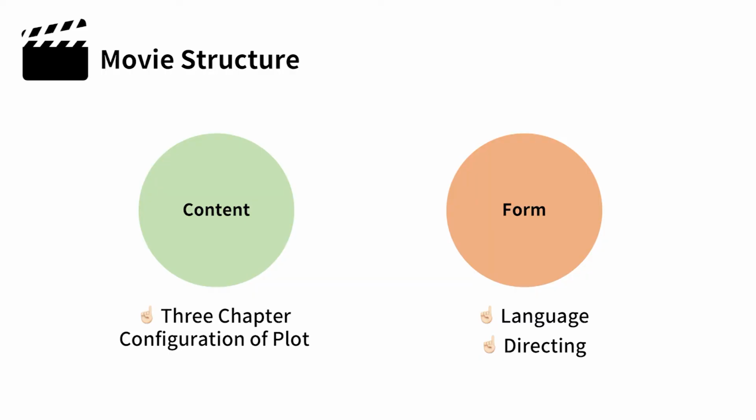First, the movie structure. In terms of content and form structure, movie's content is composed of a story with a 3-chapter configuration of plot, and movie's form consists of the language of the movie, such as lines, video, and sound, and the elements are visualized with directing, such as perspective, camera move, and editing. This structure is kind of traditional, but works.